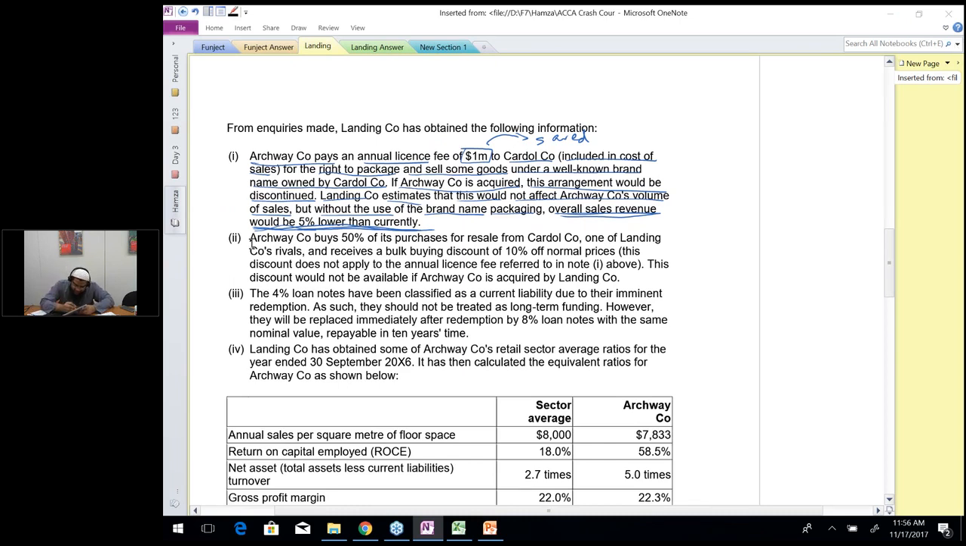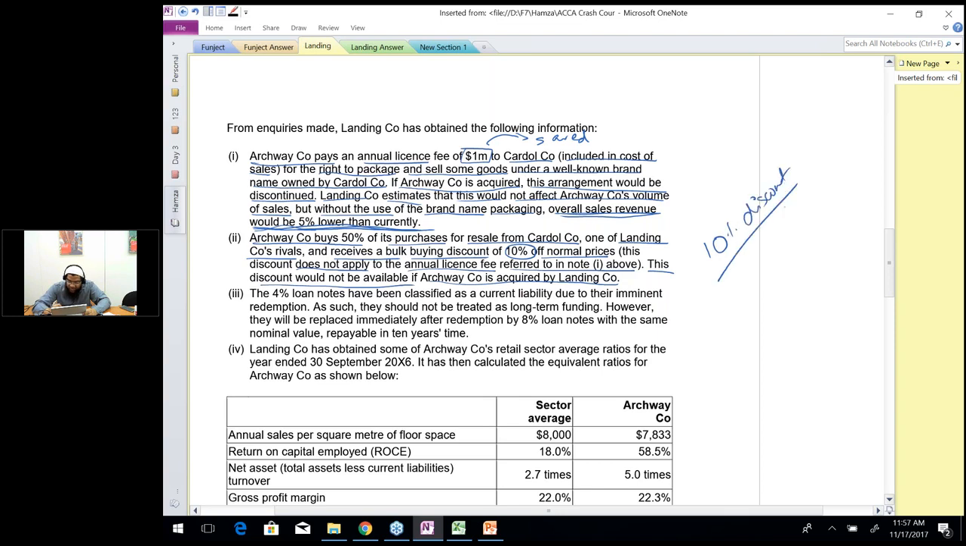Okay, in adjustment number two, the question says that Archway Company buys 50% of its purchases from resale from Cardle Company, one of the landing company's rivals, and receives a bulk buying discount of 10% of the normal prices. This discount does not apply to annual license fee referred in note number one above. So this is not going to be applied on the previous values. This discount would not be available if Archway Company is acquired by the landing company. So we are receiving a 10% discount, which is not going to be received later.